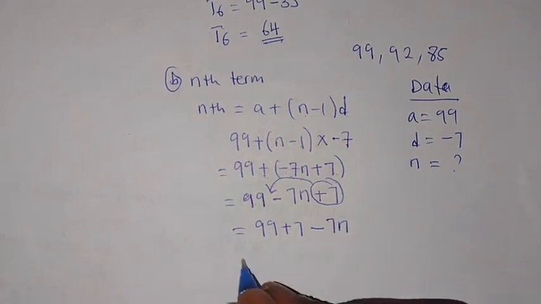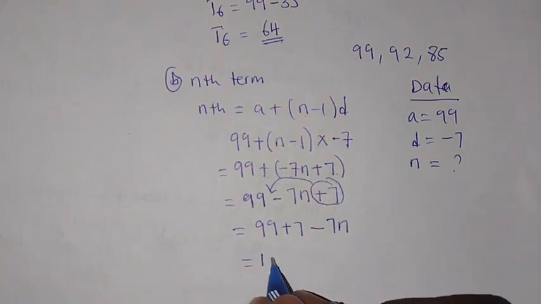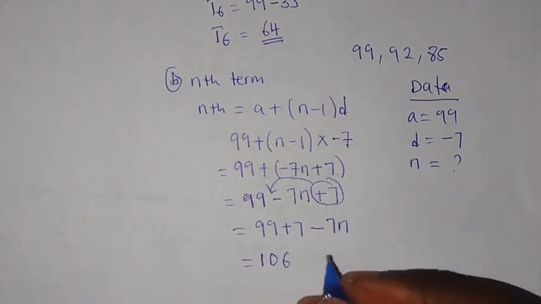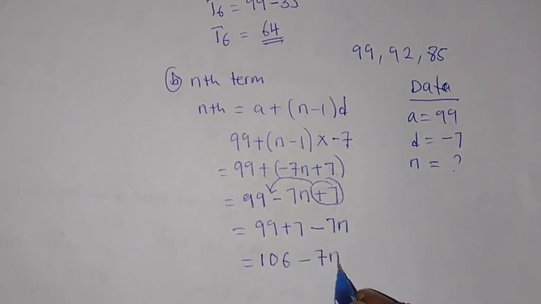So from here now, when we add 99 plus 7, what are we going to get? We're going to get 106 minus 7n. So this is our nth term, or our general term of an expression. Remember, it has this answer. Okay, so this is how we find the general term of an expression. I hope this is clear. Let us now move on and look at other examples.